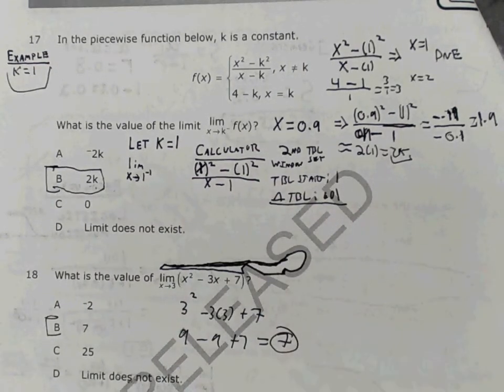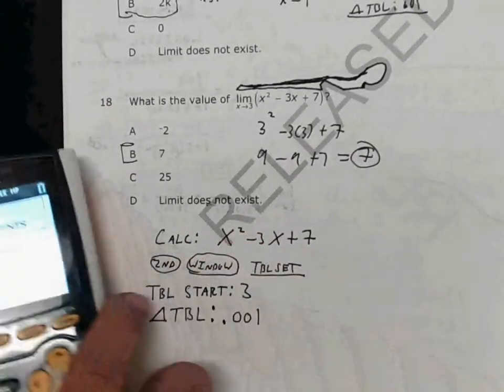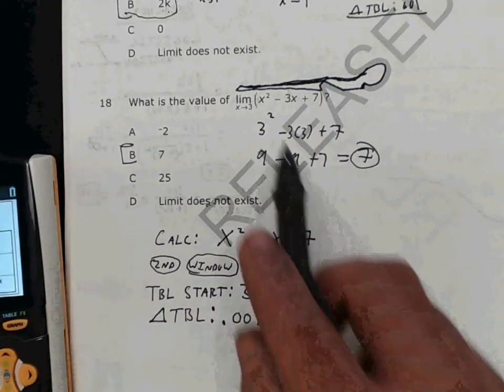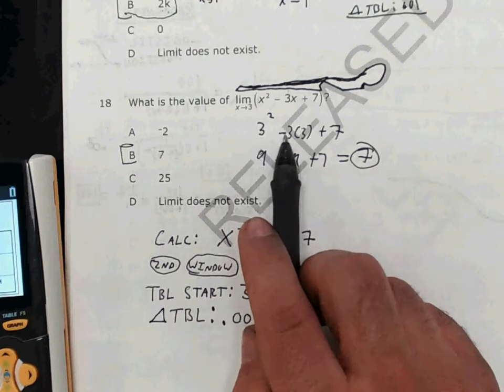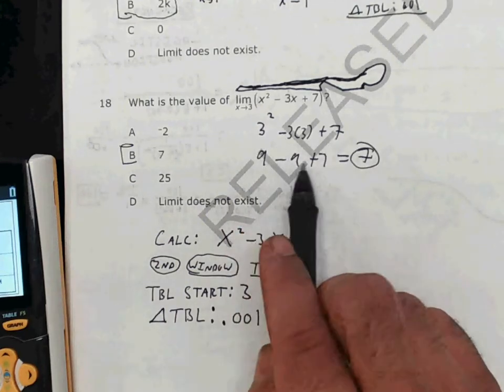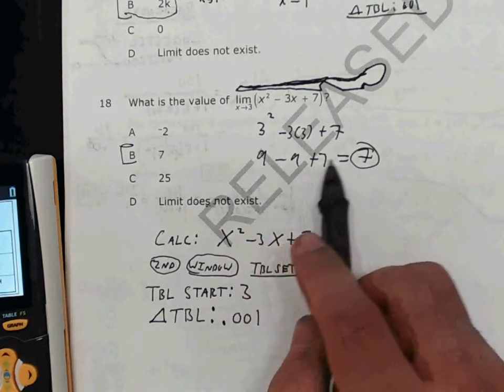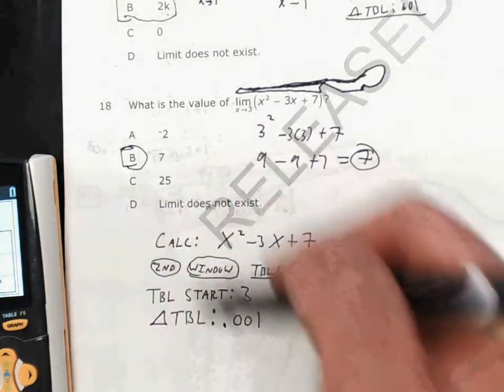All right, next one. What is the value of the limit as x approaches 3 of x squared minus 3x plus 7? Well, in this case, I can just plug it in. 3 squared minus 3 times 3 plus 7 is 9 minus 9. 9 minus 9 is 0. 0 plus 7 is 7. Answer is B, 7. Hopefully you can do that quickly.